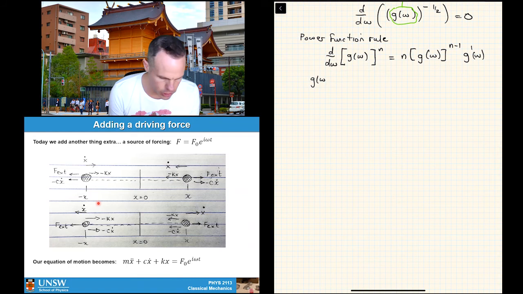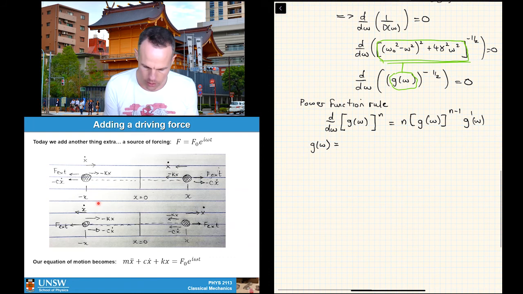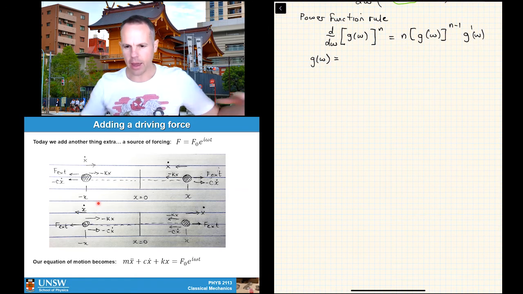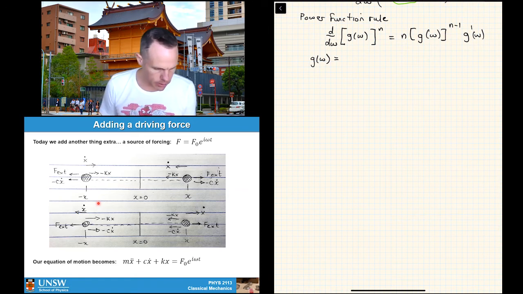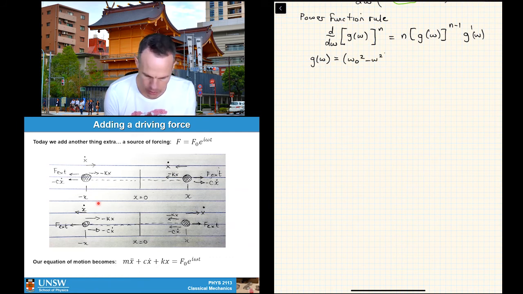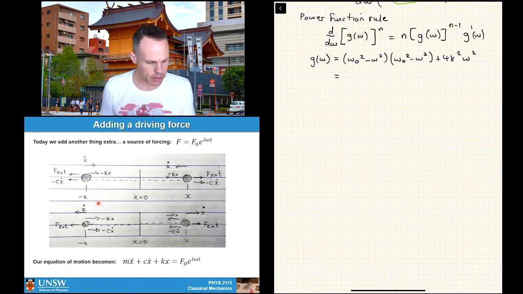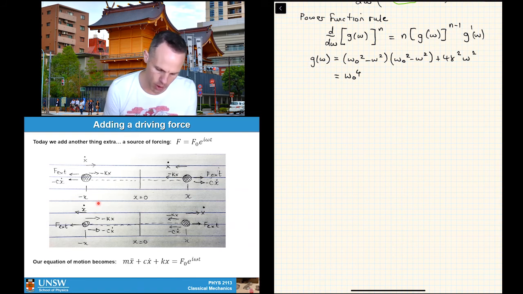Okay, so we've got our g of omega, and what we're going to do is take it from the version that we've got up here, and just expand that out so the terms are a bit clean and it's easier to get a derivative for. Okay, so this thing is omega naught squared minus omega squared, omega naught squared minus omega squared, plus 4 gamma squared omega squared. And then of course we can multiply out these brackets. So this is going to be omega naught to the power of 4 minus 2 omega squared omega naught squared.